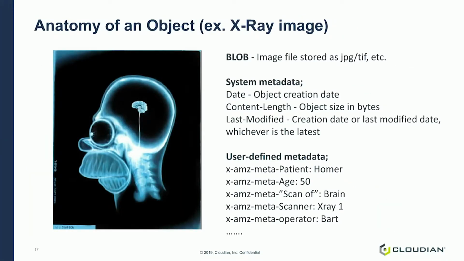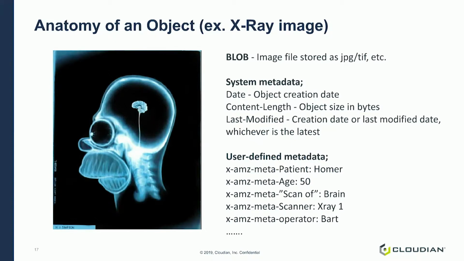And if you zoom in and take a look at an object within an object store, the object being an X-ray of Homer Simpson's head here, there's really two types of metadata. You have system metadata, which is kind of typical of what you would find on a NAS file share, so things like the name of the file, the date the file was created, the size of the file, when it was last modified, all that kind of standard stuff. And then you have the option of defining your own user-defined metadata, which typically comes in the form of key-value pairs. So in the example here, we have patient, Homer, age 50, scan of brain, and so on and so forth. And as I say, this user-defined metadata can be as rich as the data that you're storing.